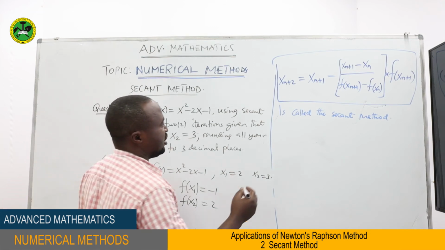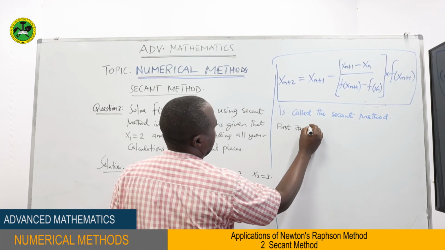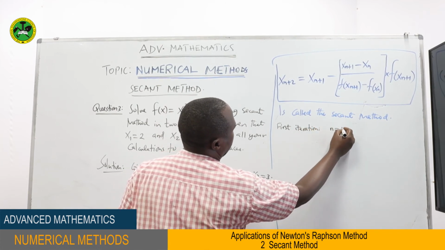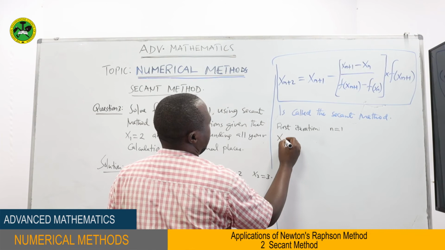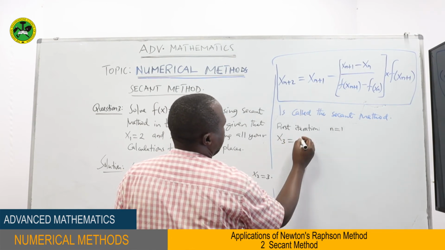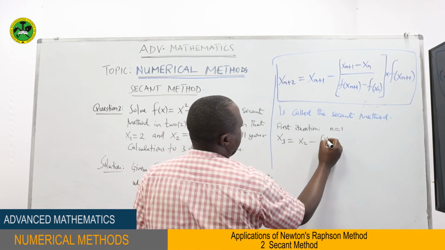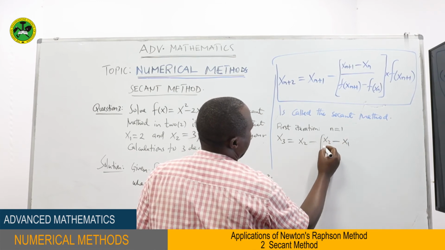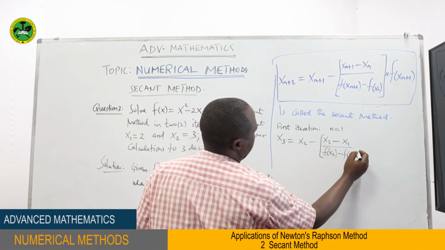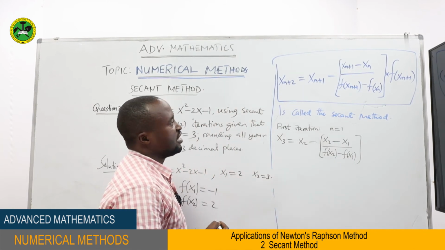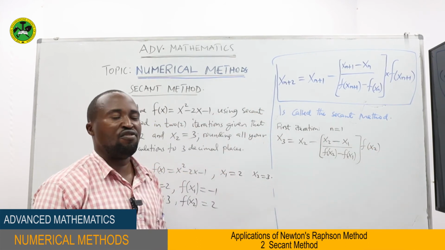So first iteration, we say n is equal to 1. When n is equal to 1, that is 1 plus 2, we have x3 is equal to, again, x2 minus bracket of x2 minus x1 over f of x2 minus f of x1, then times f of xn plus 1, that is f of x2.